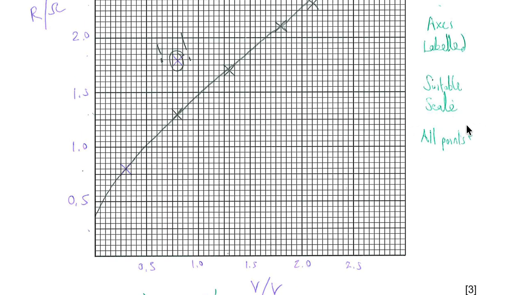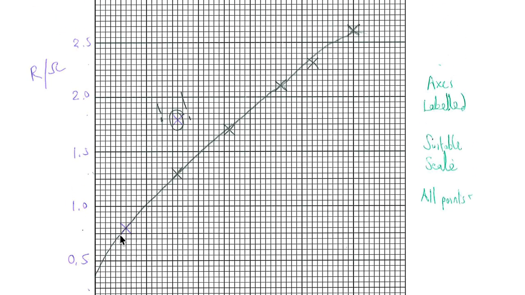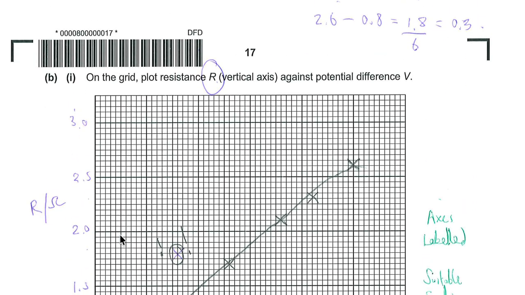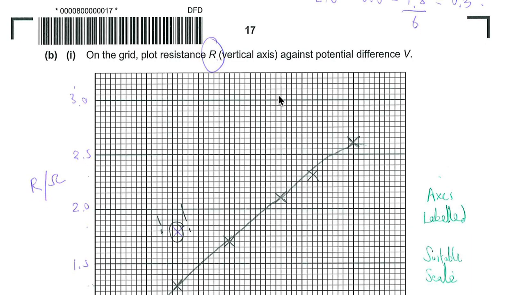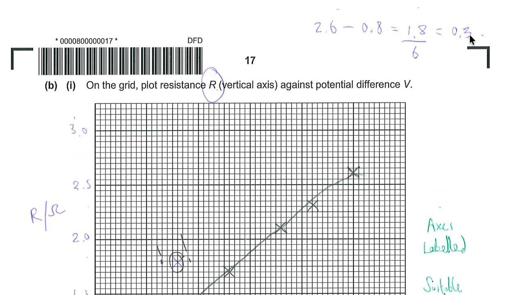Okay, you've then got to choose a suitable scale. Now the suitable scale in a sense is fairly simple. The way that I did my suitable scale is I looked at the top value of the resistance and the bottom value of the resistance. And I thought, how can I fit that in? Now, if you take these 6 boxes, that suggests 0.3 per box.